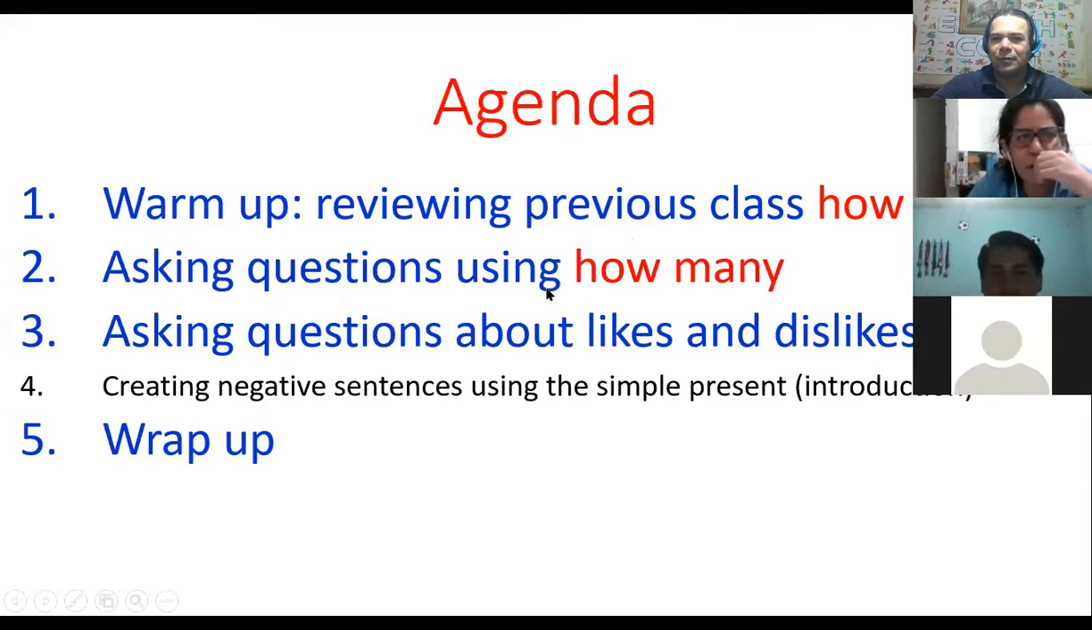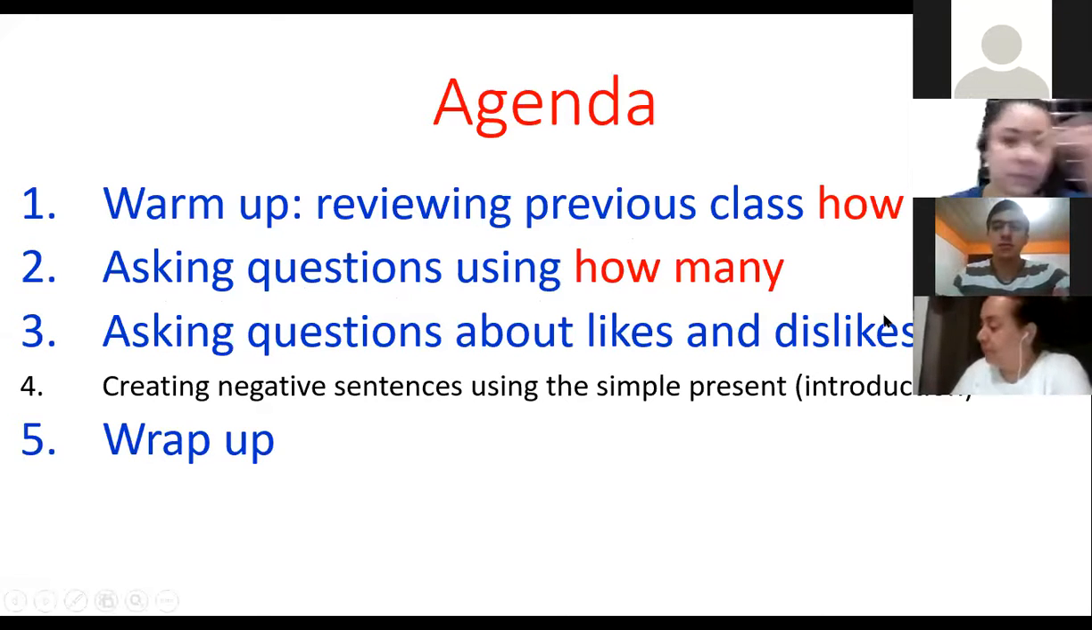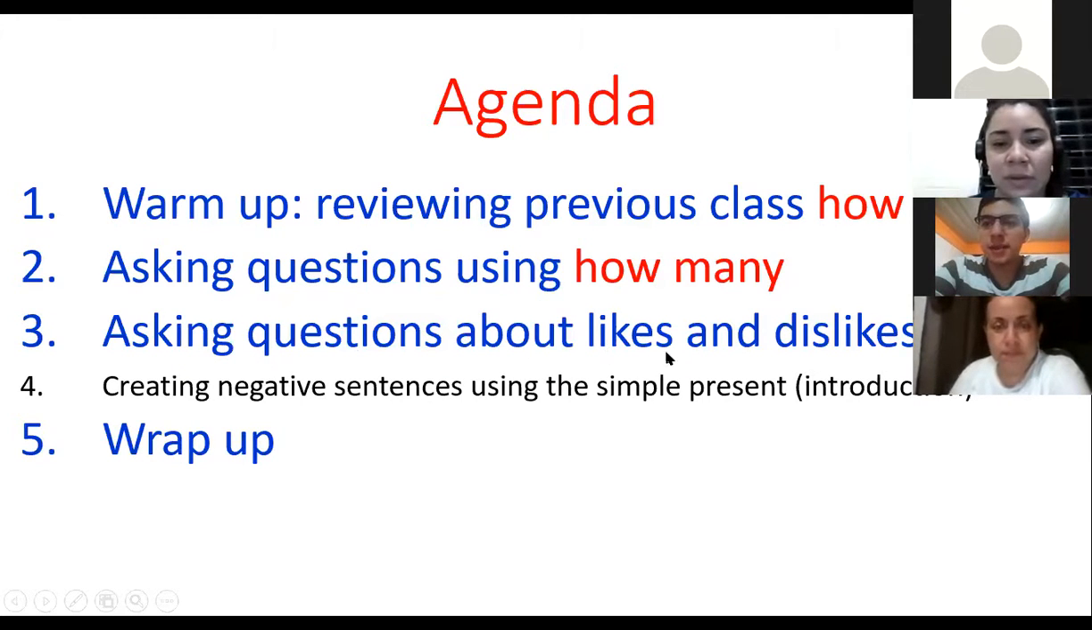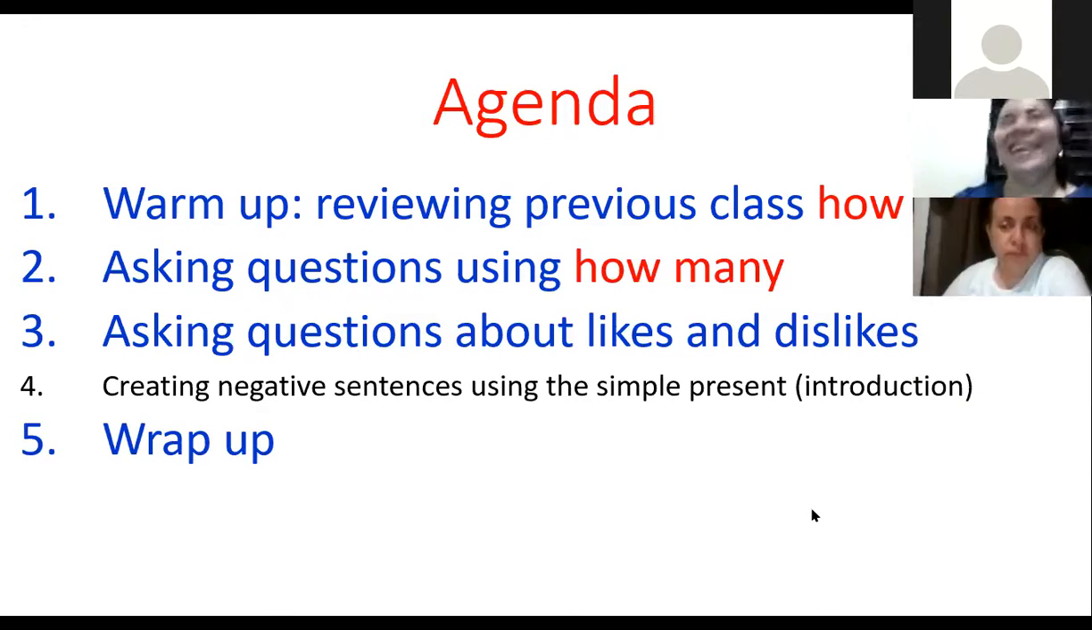Number two, Billy. Asking question using how many. Thank you, all right. Activity number three, Adrián. Asking question about like and dislike. Perfect, all right. And Harold, activity number 4. Creating negative sentences using the simple present introduction. Introduction, hoy lo vamos a presentar, that's good. And Elizabeth, activity number 5, please. Wrap up. Perfect. Thank you, Elizabeth. Wrap up. All right, guys, let's start with the class.